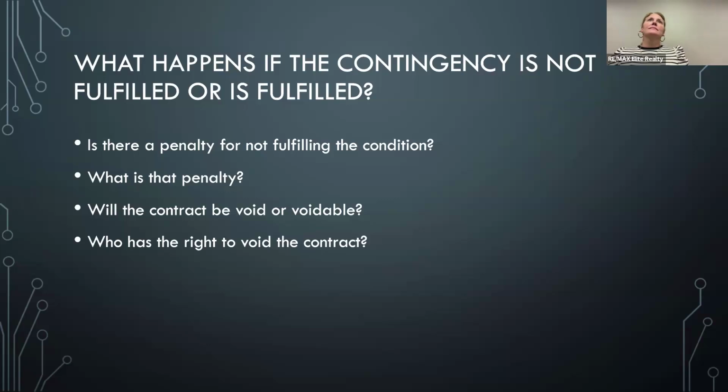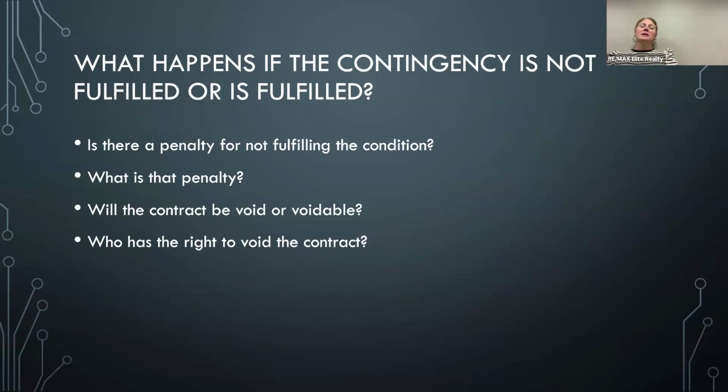Correct. So what happens if the contingency is not fulfilled or is fulfilled? The question here is, is there a penalty for not fulfilling the condition? If they don't have an inspection within the time period, what happens to the buyer? What is the penalty? What is the remedy for the buyer not fulfilling their condition? Will the contract be void automatically, or will it be voidable at the option of the parties? And who has the right to do that voiding or to make that option?